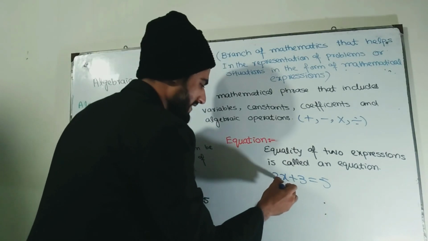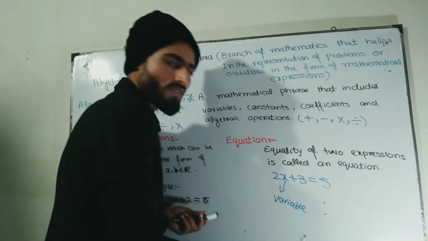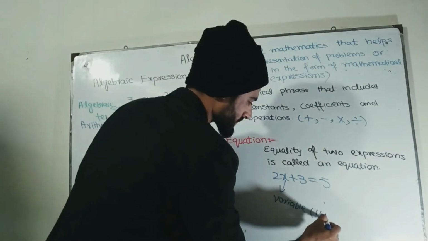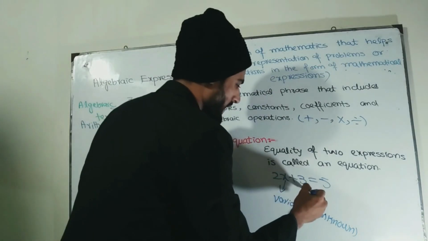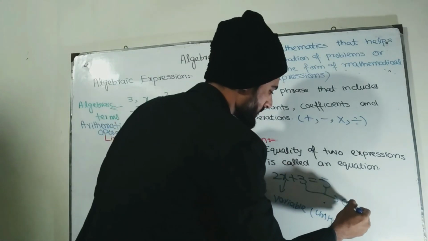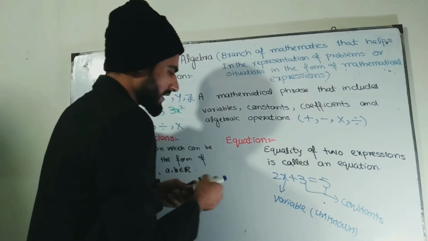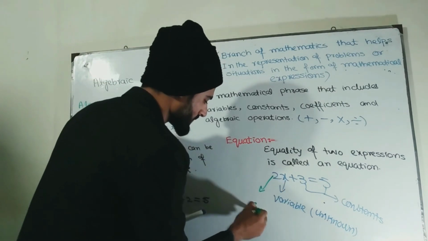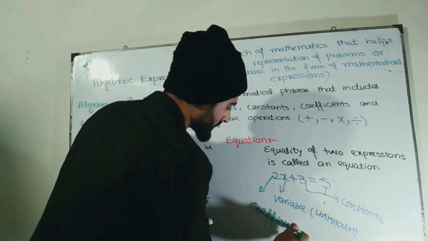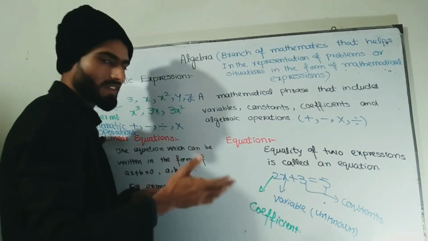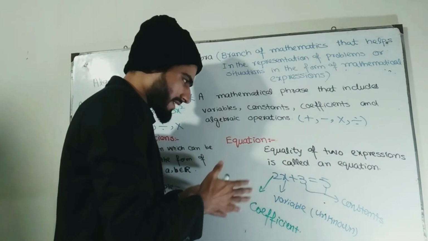Here the x is a variable which is unknown, and the 5 and 3 are constants. Here 2 is a coefficient. Now we complete the definition of an equation. The equality of two expressions is called an equation.